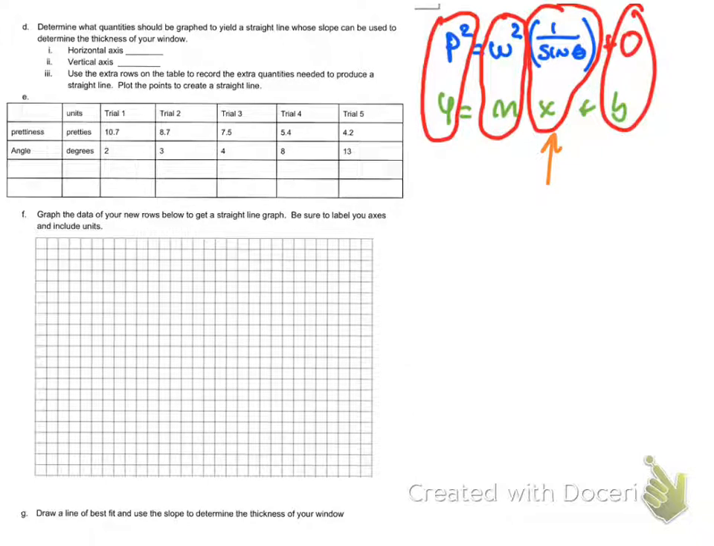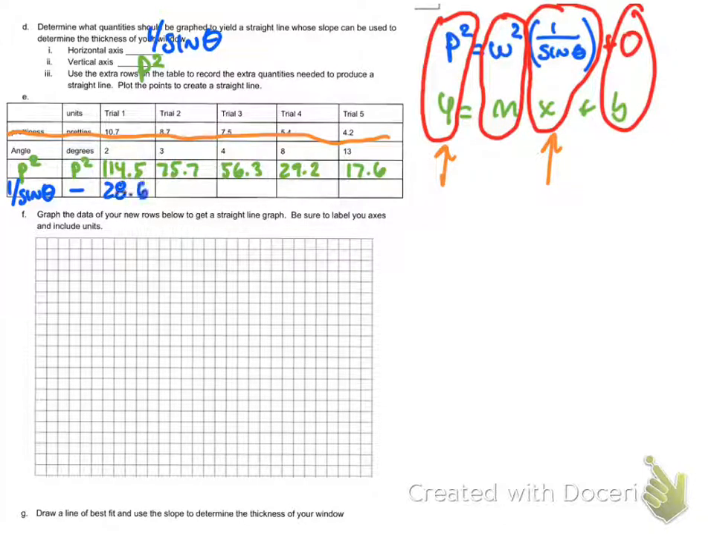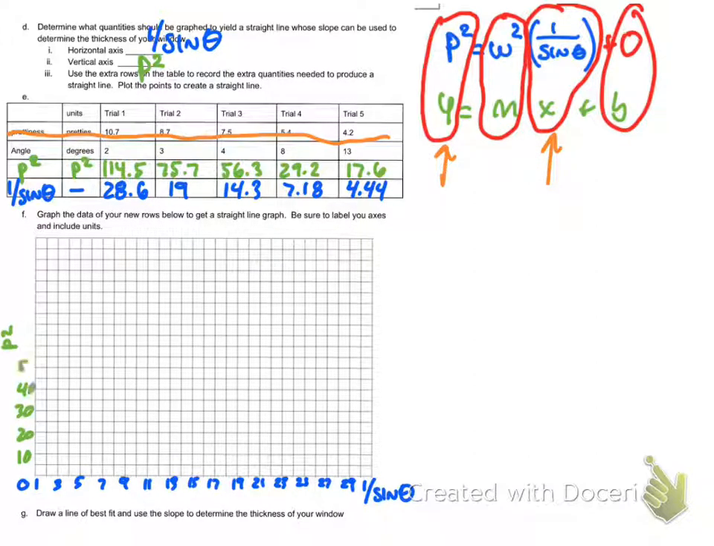We're going to do our x-axis is 1 over sine theta, and our vertical or y-axis is going to be p squared. So then we go through and we get those values. So p squared, and then we just square everything from the p line. So all these p values here, we're going to square those, and we get that. Then we want to get our x numbers, 1 over sine theta, so we can take each of our angles and do 1 over the sine of that and get those values. Then we put 1 over sine theta on the x-axis and our p squared on our y-axis. And then we graph those points.